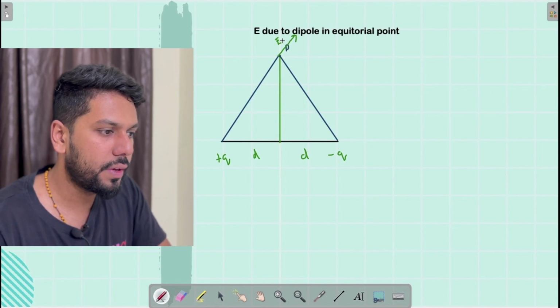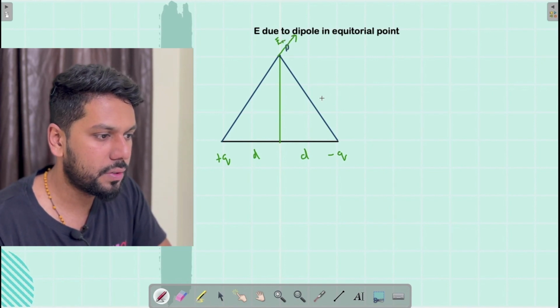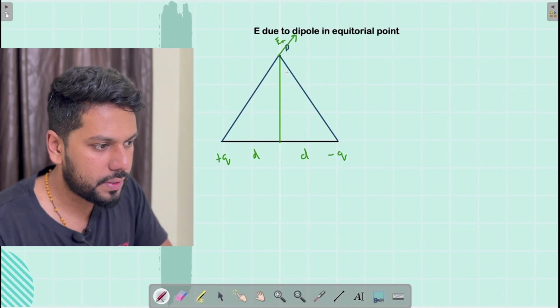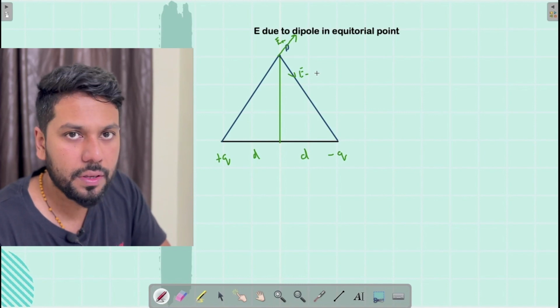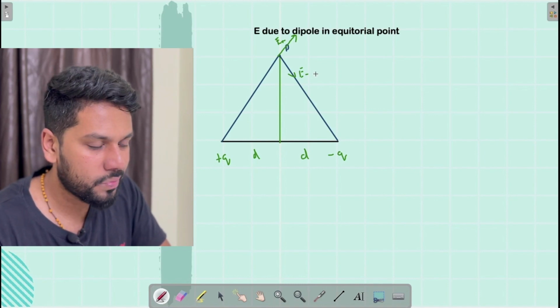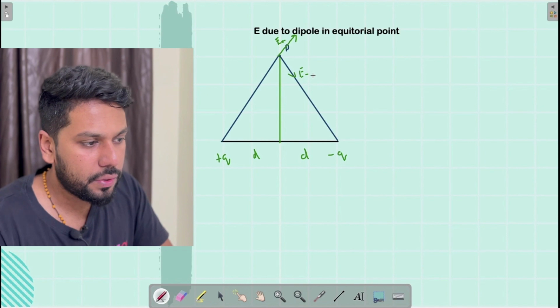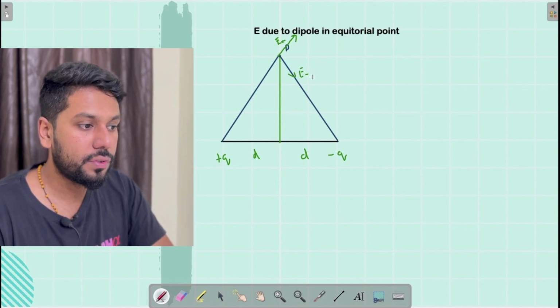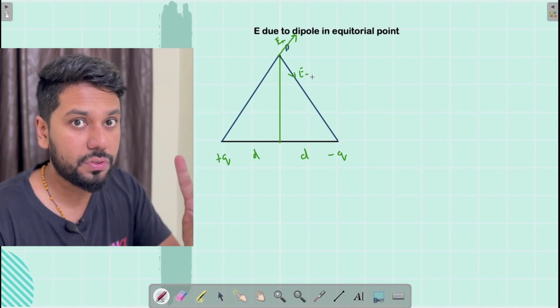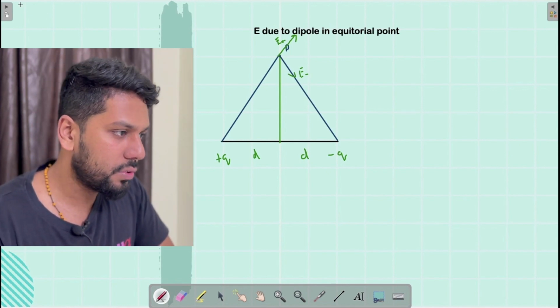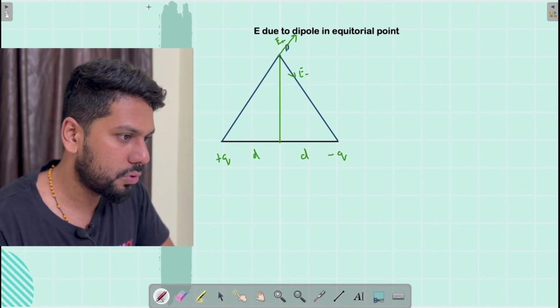And the electric field E plus, the field due to the negative charge is attractive, and it is in this way, E minus. Now what I can do here is resolve E plus and E minus into two components. When I resolve into two components, I'm going to show the components.